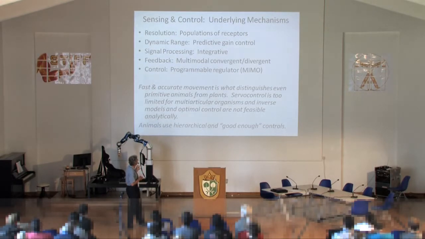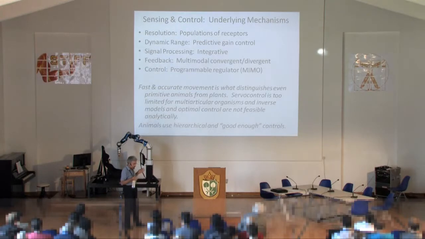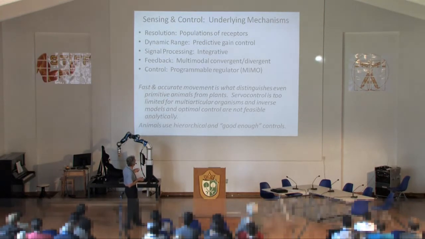So a couple of general principles. First of all, that you have a rather large population of receptors that you use to achieve high resolution over what turns out to be a rather wide dynamic range. And you further improve that dynamic range by actually anticipating the operating point of the system. And we'll see how that's done with something called a fusomotor gain of spindles.